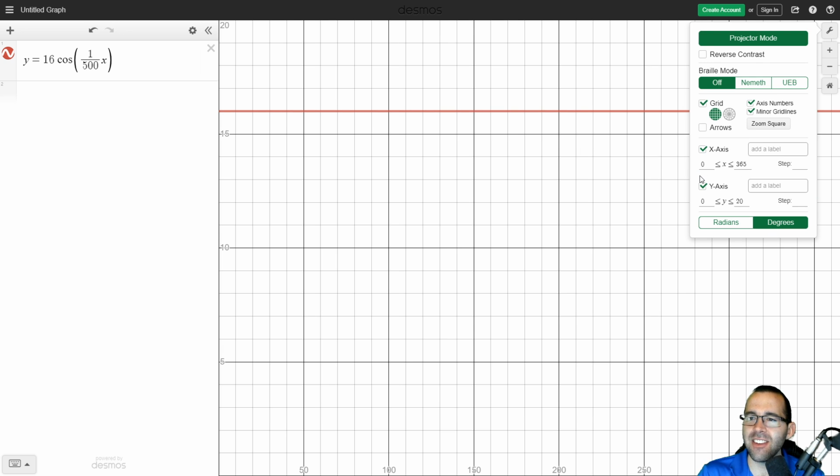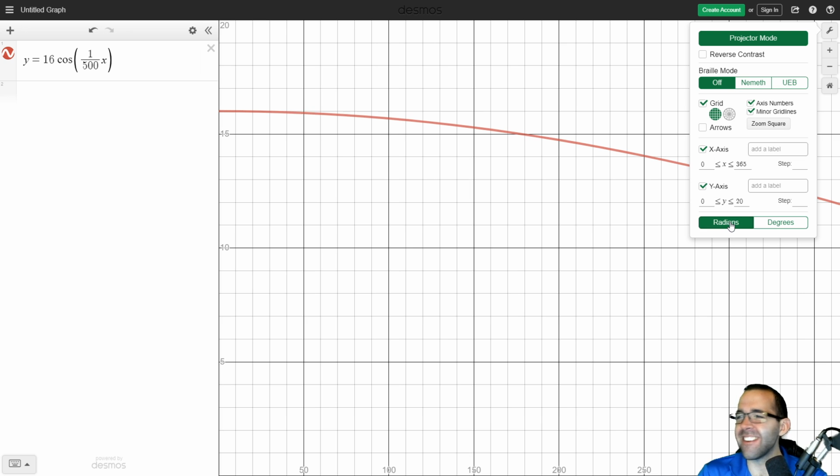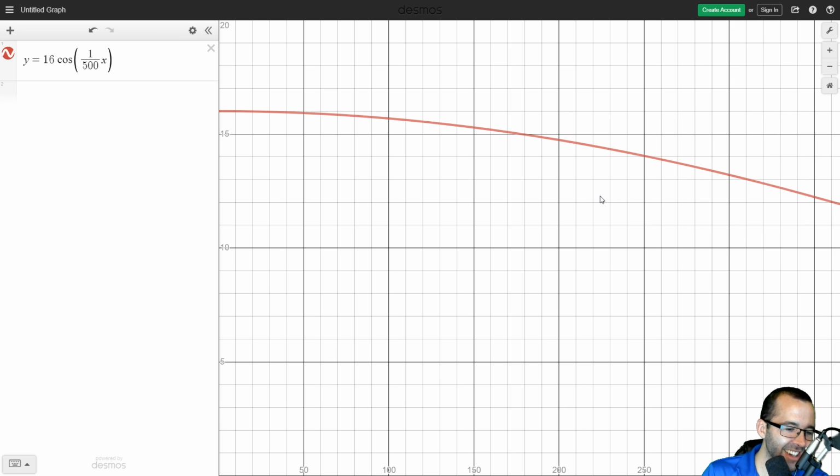Is it actually in degrees? No, it's definitely not in degrees. I didn't think it was in degrees. Degree graph, definitely wrong. What's going on here? No, it should be sinusoidal. And it should have a period of 365 days, right?